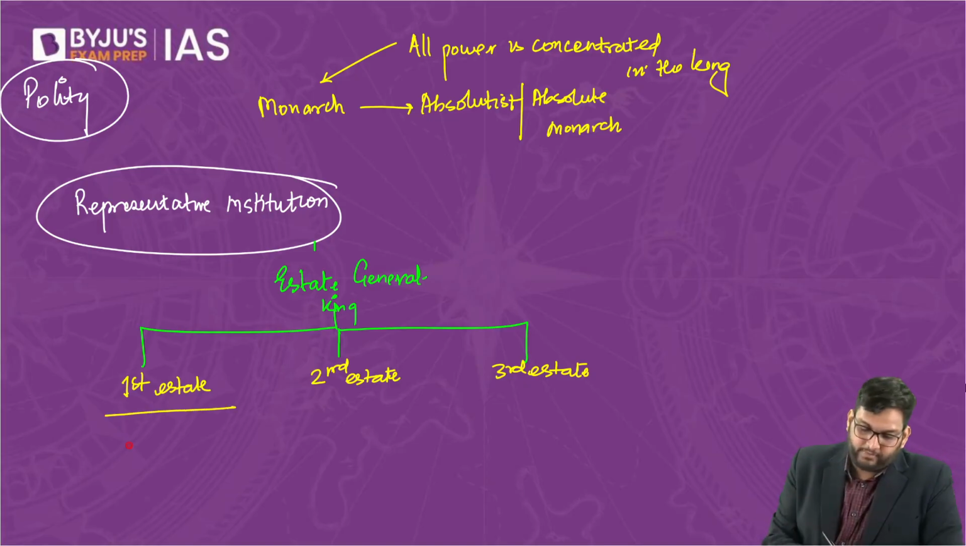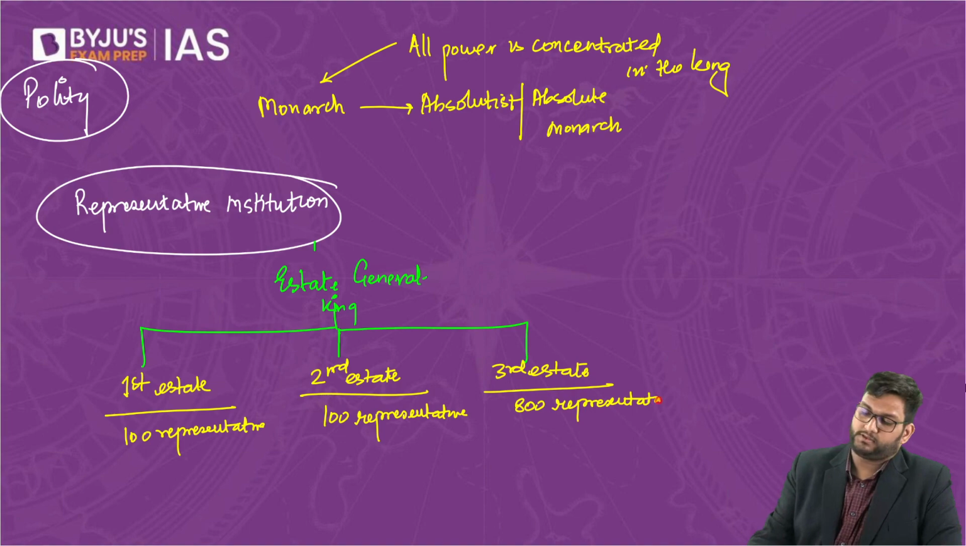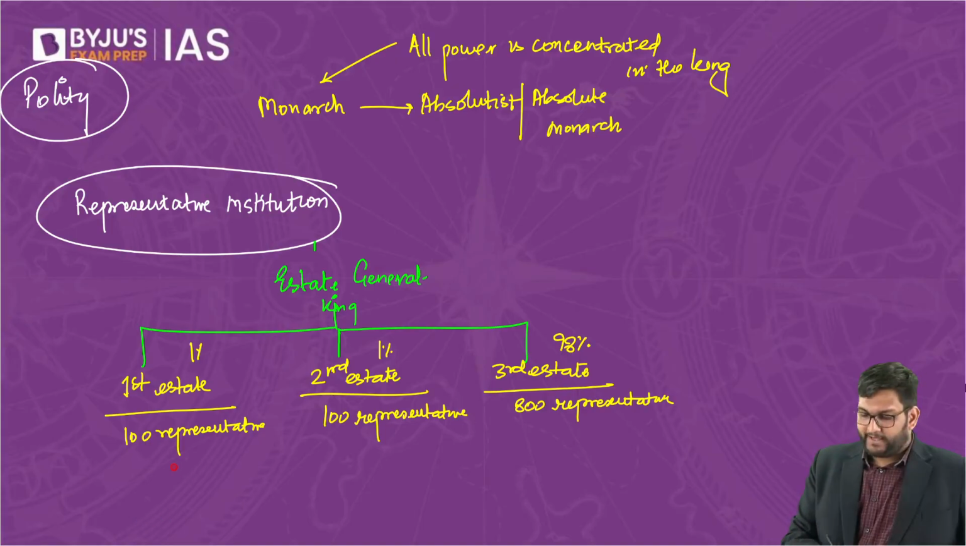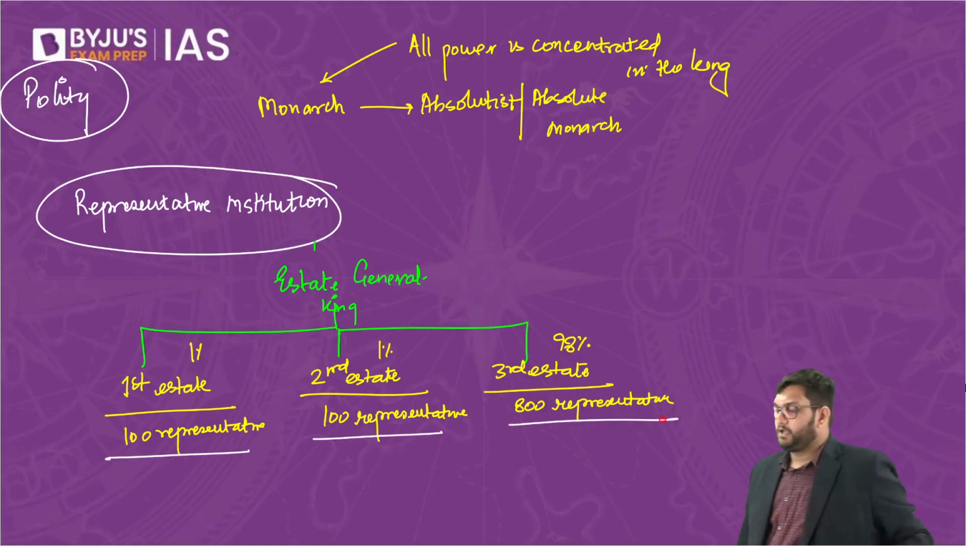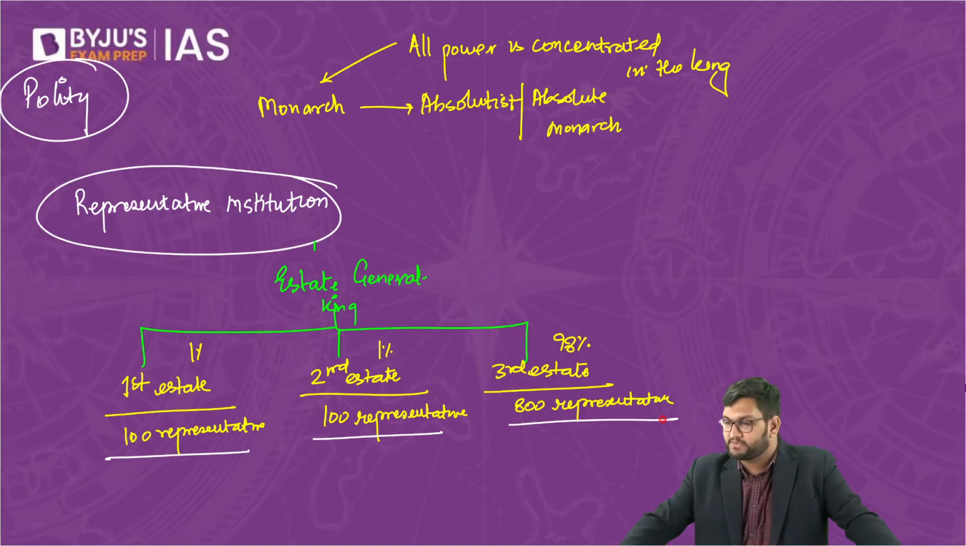Though there could be, for example, 100 representatives here, again a hypothetical number, and here you could have 800 representatives, because they represent 1% and 98%. The problem with this system is that if you go by the number of representatives, who should win the decision making when it comes to total number of representatives? Third estate.